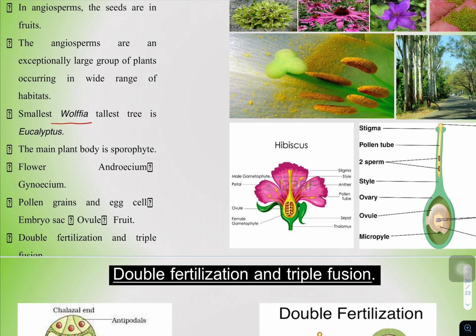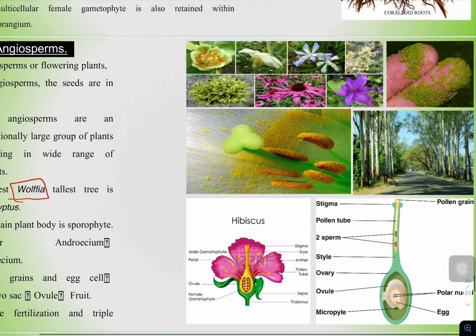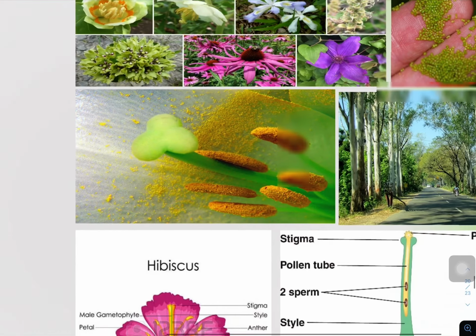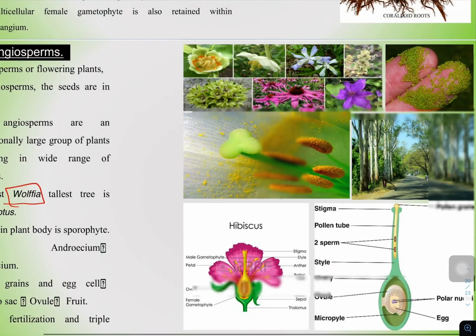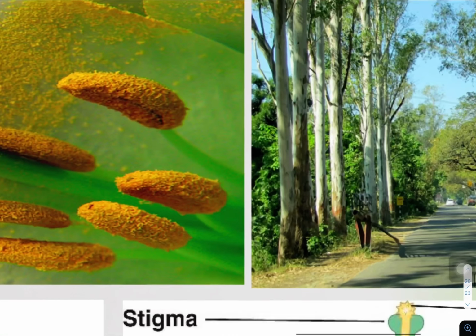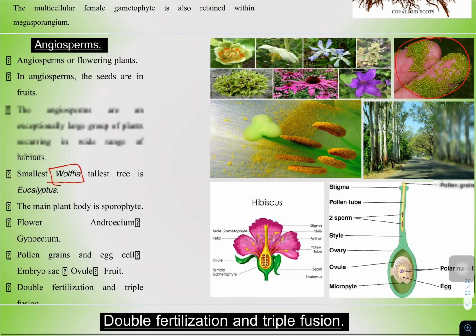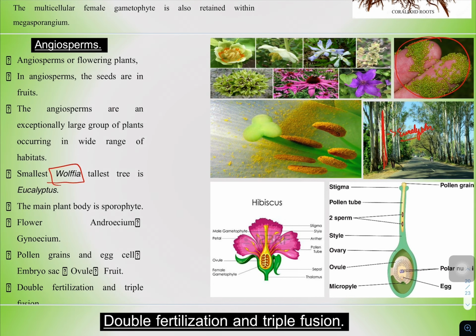The smallest angiosperm is called Wolffia. This one is the smallest angiosperm, its name is Wolffia. And the largest angiosperm, the tallest tree, is eucalyptus. So eucalyptus is the tallest tree among the angiosperms, and Wolffia is the smallest plant among the angiosperms.